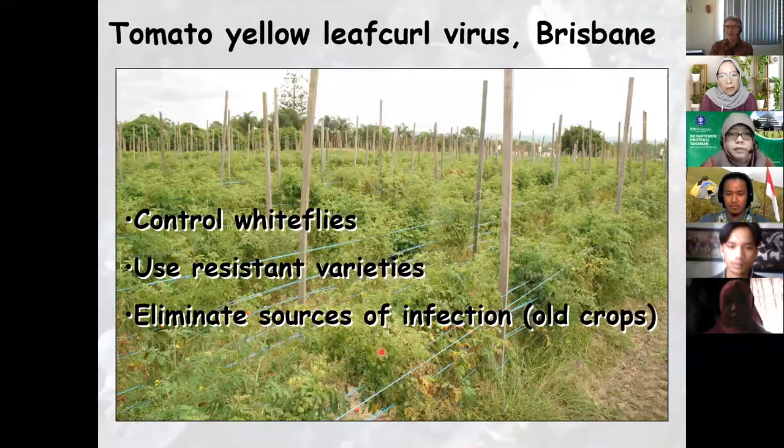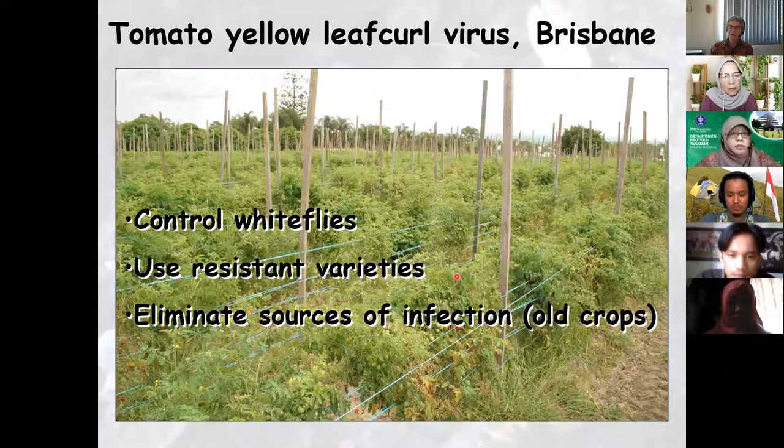Just a couple of examples. I thought I'd show you this. This is a crop of tomatoes in Brisbane, a few kilometres away from where I work. We got an incursion of tomato yellow leaf curl virus. And that tomato crop is 100% infected with tomato yellow leaf curl virus.